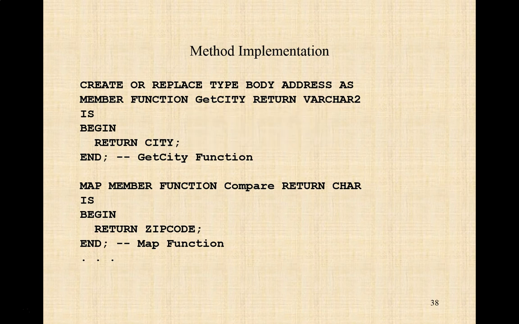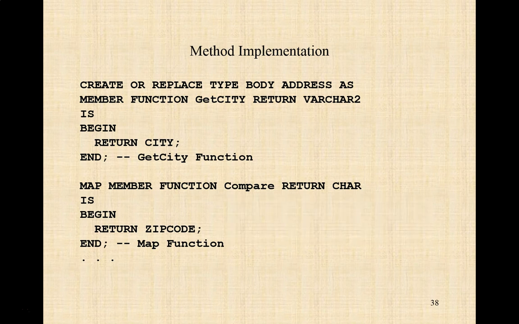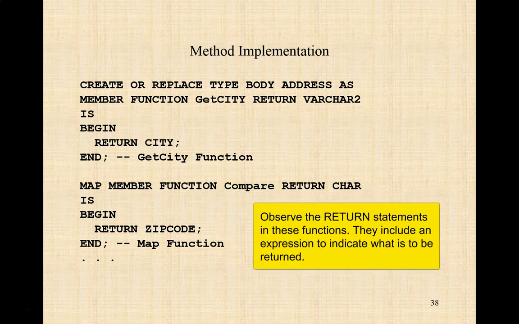The map member function, labeled compare, returns a simple character string. Here we're returning the value of the zip code attribute for the invoking object. So once again, this could have been expressed as return self.zipcode. Notice in each case we have functions, and these functions are returning an expression.